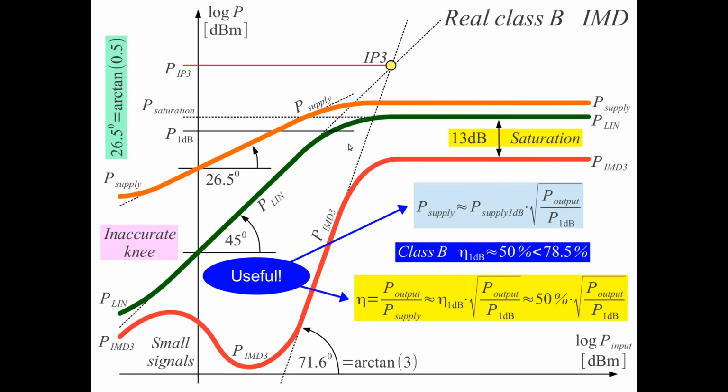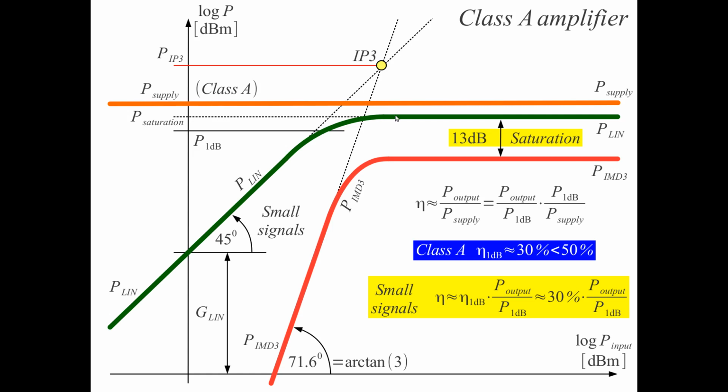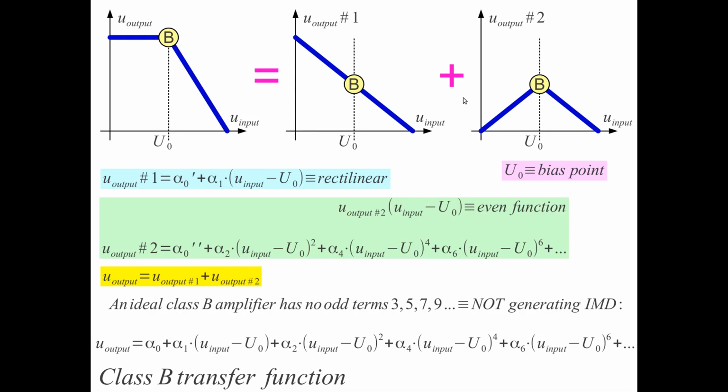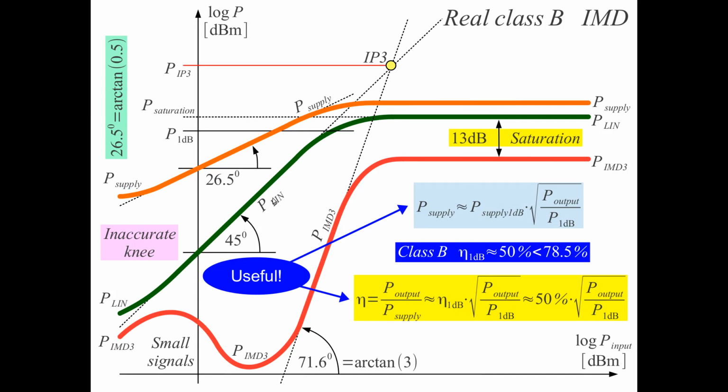So we no longer have a flat function, a constant supply, but we have something that is not proportional to the output power, but is proportional to the square root of the output power, at least over this region of small signals. So the efficiency may be much better, the output power versus the supply power. Yes, at 1 dB it's 50%, this is already better.